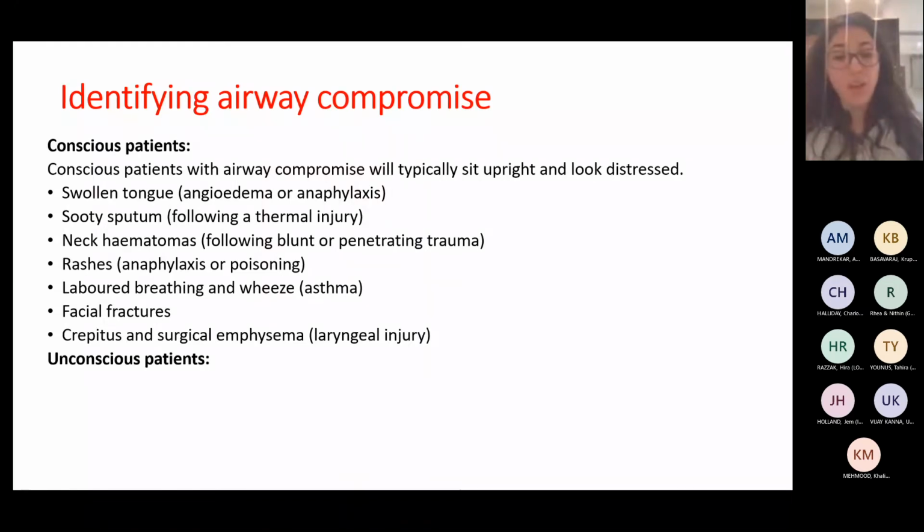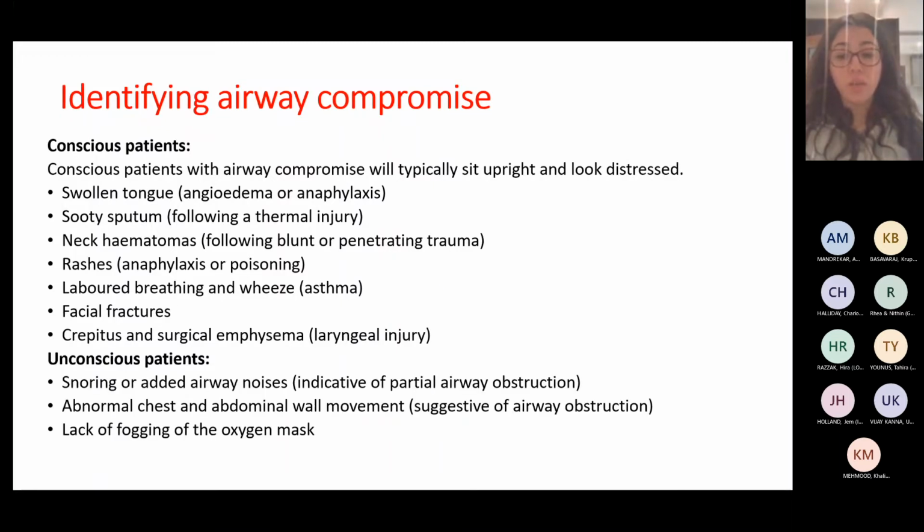In case of unconscious patients, you can notice that suddenly your patient or the nurse tells you that the patient is now making weird noises, he's snoring. This is an indication of partial airway obstruction. When you're doing your ABCD assessment and you go to B, you have to look at the chest wall movements and abdominal movements, see if they are symmetrical or anything that might suggest that there is an issue.